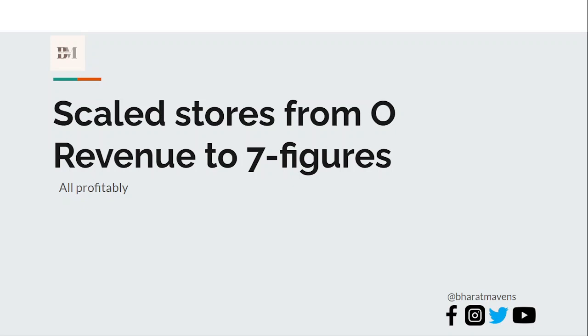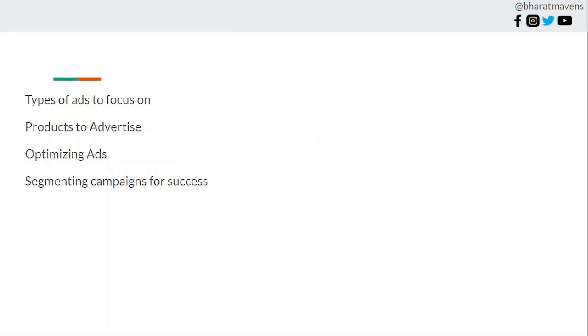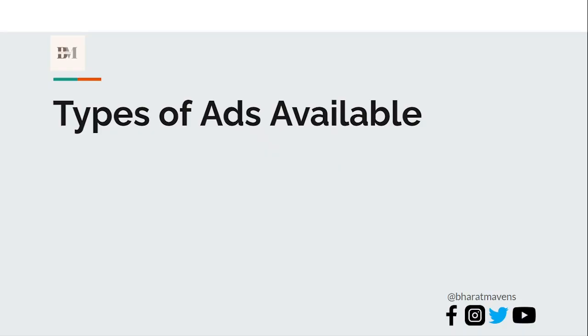Now with that, let's get into today's agenda. This video's agenda is to focus on what ads to run, then products to advertise, optimizing the ads, what kind of optimization you should be doing, then segmenting campaigns, how you should be segmenting the campaigns, and expansion of campaigns for scale. Now let's get into types of ads available first.